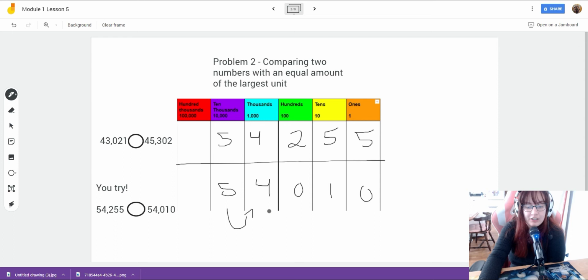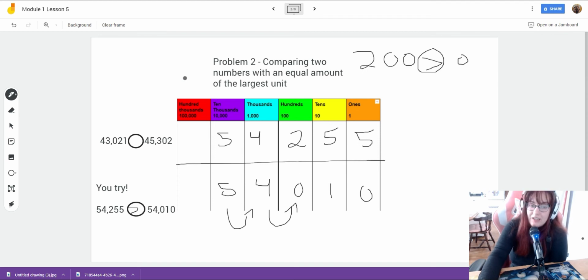Again, those are equal to each other, but that does not mean I stop. I'll move on to my next place value and look at my hundreds. And in my hundreds place, I'm going to be comparing now 200s and 0 hundreds. So I can now compare these two place values because they are finally different. So we're going to have 200 versus 0. So I know that 200s is definitely greater than 0, which then tells me that 54,255 is greater than 54,010. So I found my first difference. I compare those, and then I'm all done.